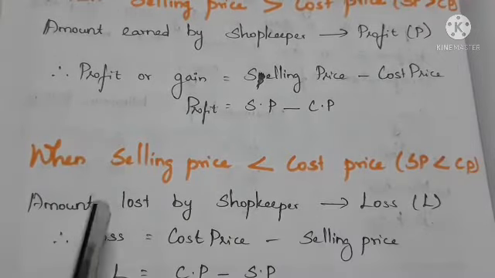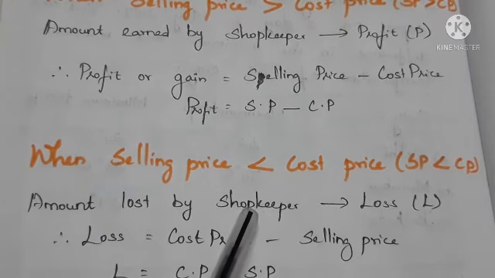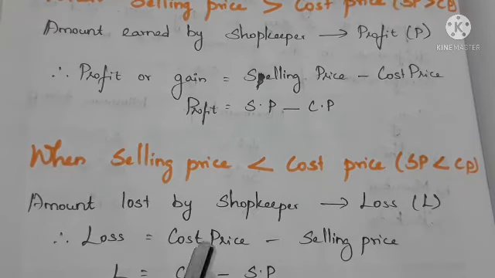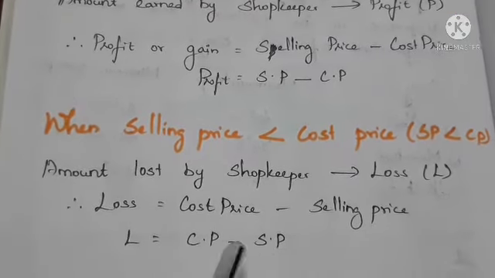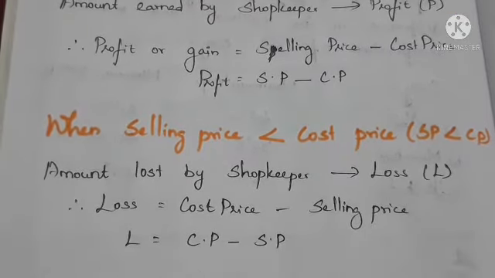So that is loss. The amount lost by the shopkeeper is loss. The formula for loss is cost price minus selling price. In short, we can say L is equal to CP minus SP.